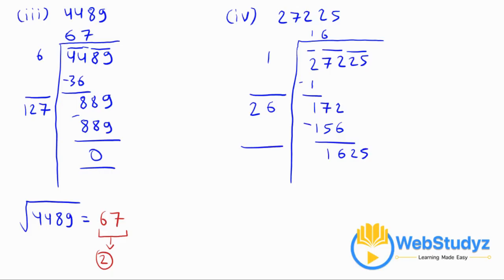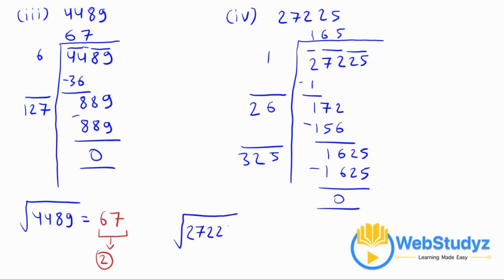Subtracting this we get 1625. Now doubling 16 we get 32. Now taking 5 and multiplying by 5, we get 1625. Subtracting this we get 0. So by this method we get the square root of 27225 as 165, which is a 3-digit number.